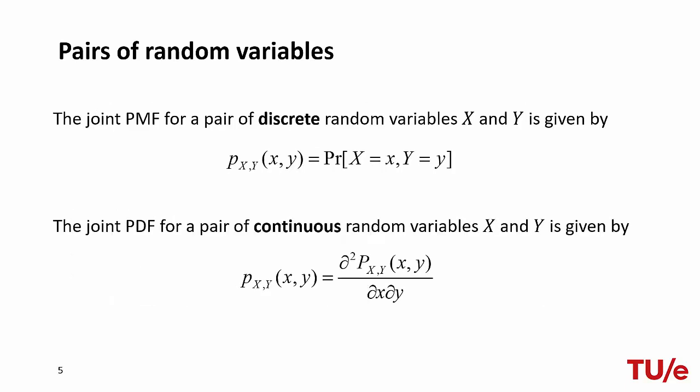We can also define a joint probability mass function for discrete random variables and a joint probability density function for continuous random variables. These are again very similar to the single variable case. The joint PMF is the probability of x equal to any x in the range and y equals any y in the range, while the joint PDF is the second order partial derivative of the joint CDF with respect to x and y.